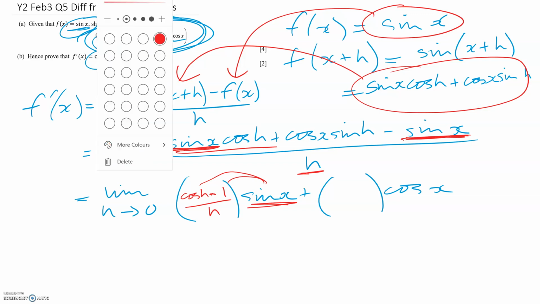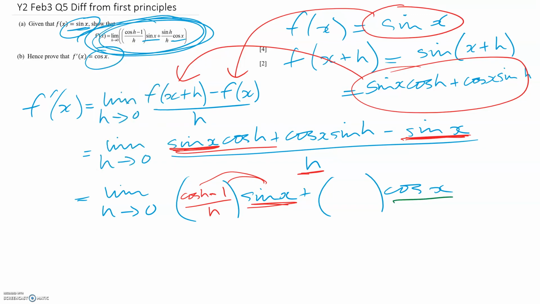If we do a similar thing for cos, so we've got a cos here, we've got a cos here. The only thing that we're multiplying cos by is that sine h. So we're going to have a sine h over h here. Okay, so we have now done the first bit. Should really put a bracket around the whole thing, since that's what it looks like in the question. But we've done part A now.